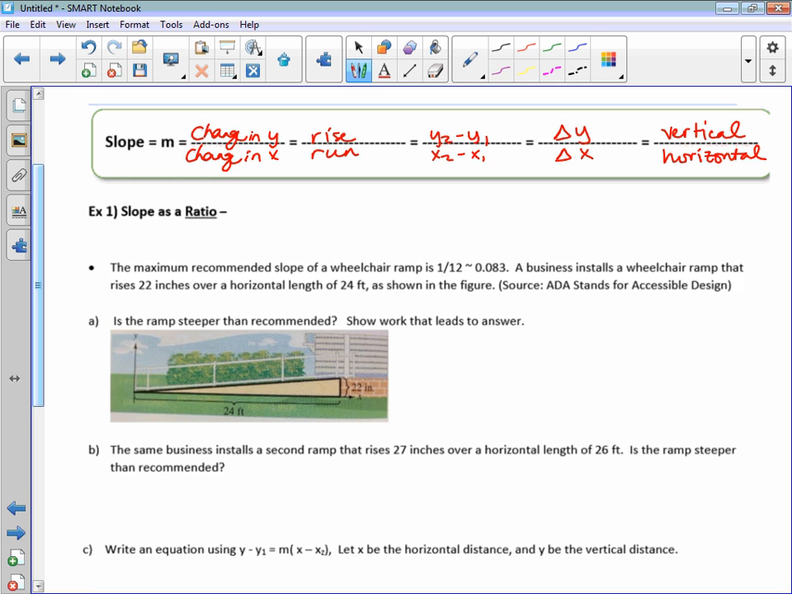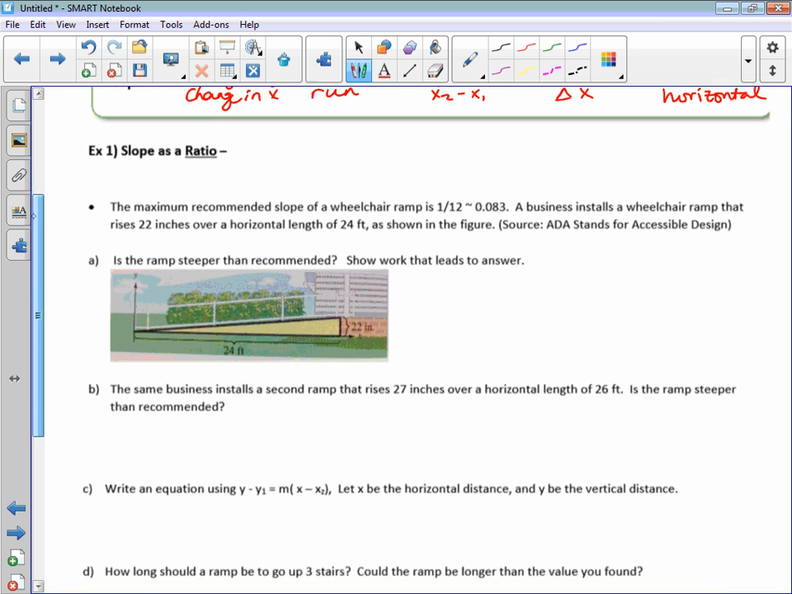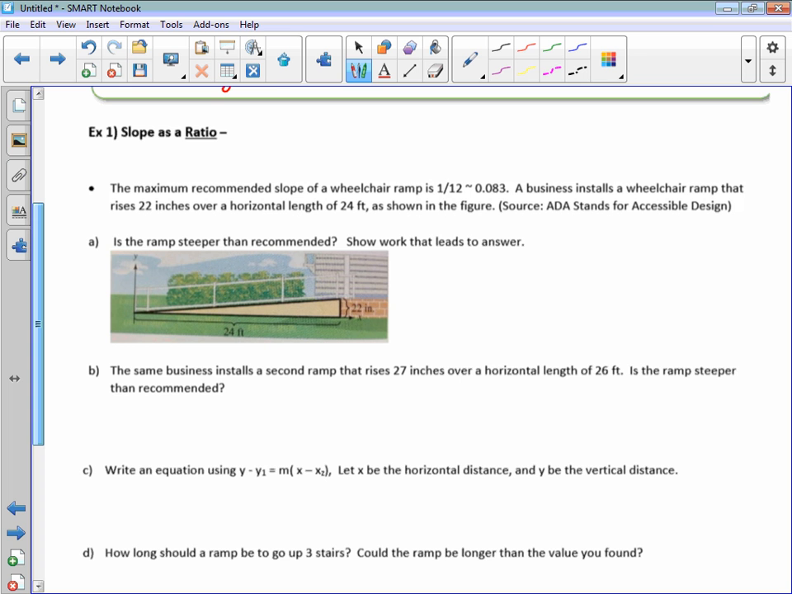All right, so now we're going to talk about ramps. The maximum recommended slope for a wheelchair ramp is 1/12. So if you ever own something, a business, anything like that, there's width requirements, there's slope requirements for all of the handicap accessible things, it's the ADA compliance. So you have to be very aware of what the steepness of your ramp is. Makes sense that you wouldn't want it too steep, right? Yeah, it wouldn't be very easy in a wheelchair.